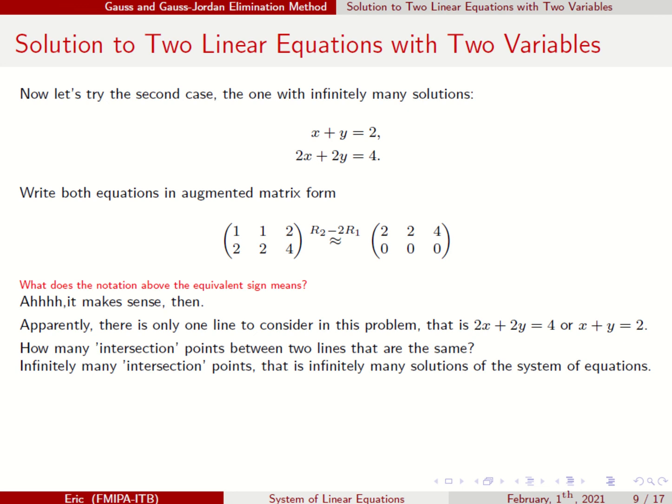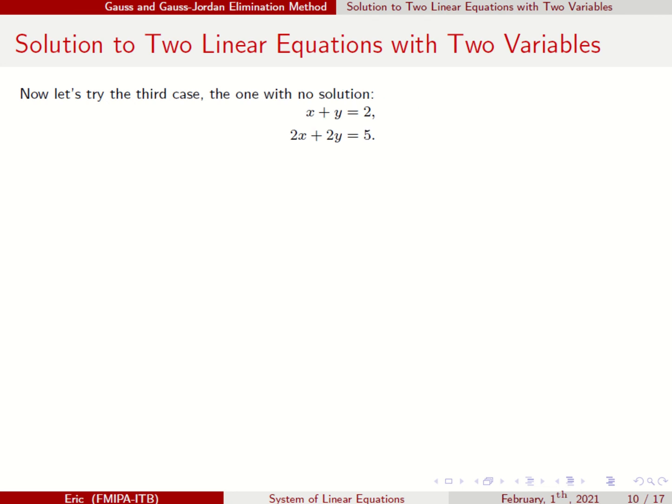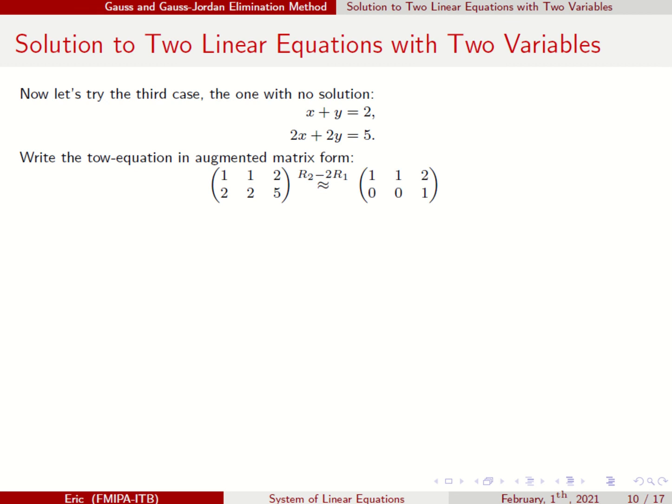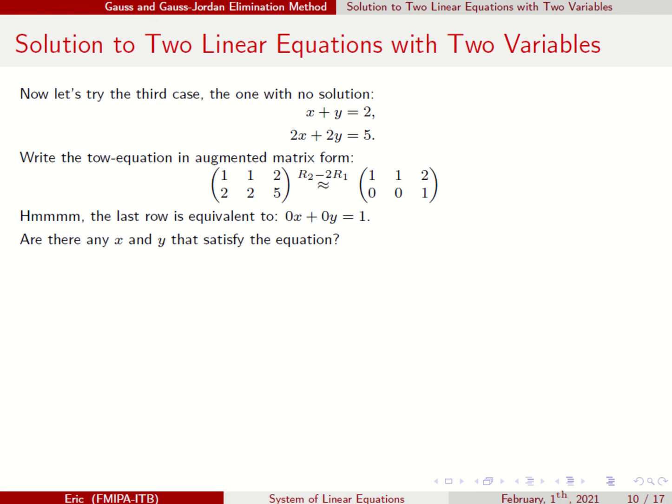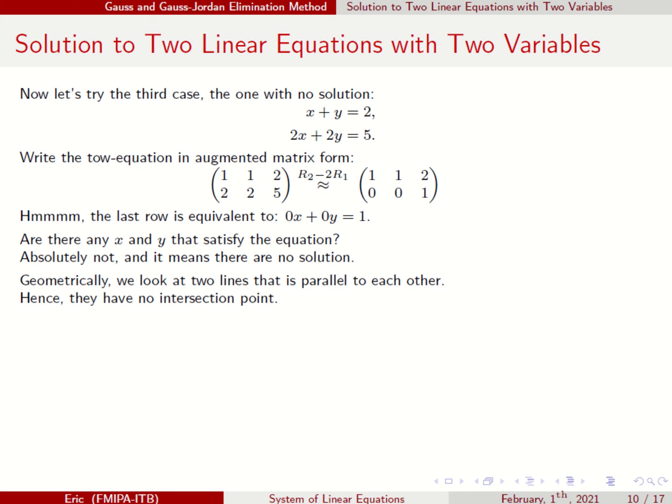Infinitely many intersection points, infinitely many solutions of the system of equations. What about this one? I can put this on, and it will become this. What does the second row mean? It means that 0x plus 0y equals 1. Are there any x and y such that if you put them in here, it will give you 1? No. So here, there is no solution. Exactly, these are parallel lines, and parallel lines don't have an intersection point.